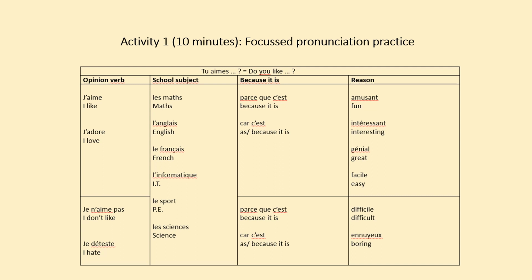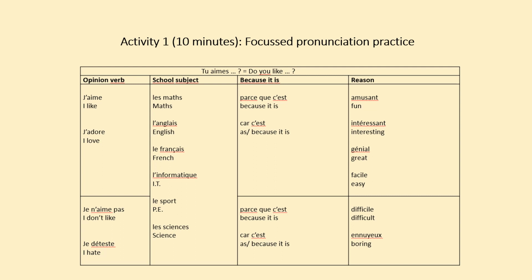Okay, activity 1 now. We're going to have some focused pronunciation practice with the new vocabulary. So what you have is the question tu aimes, do you like, and then a school subject. Okay, and then the vocabulary builder underneath helps you answer that question to say whether you like or dislike a school subject. So let's run through each of the different columns we have.